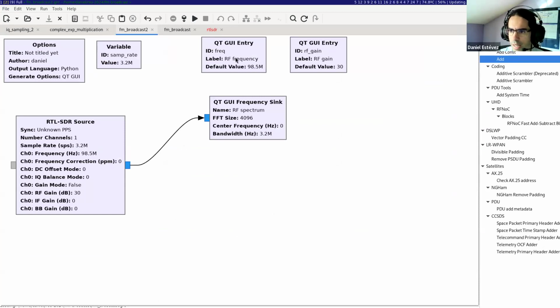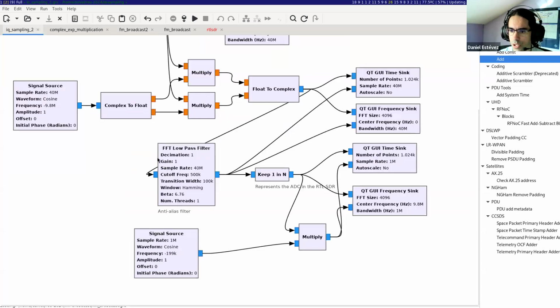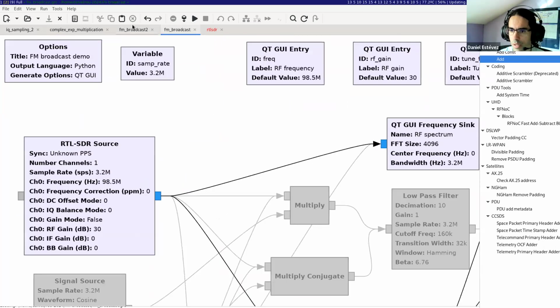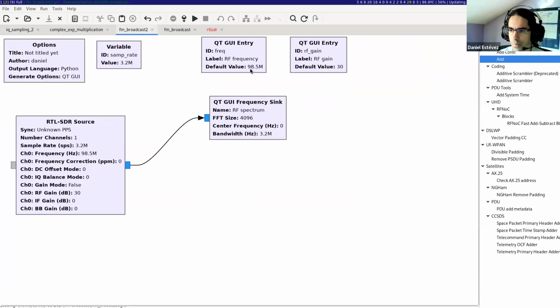I have set the center frequency to 98.5 megahertz. Now we know what that means. It means that whatever is at 98.5 megahertz on the RF spectrum will end up on the center, will end up at 0 on this complex sampling because this complex multiplication is shifting everything down in frequency by 98.5 megahertz before doing the conversion to digital samples.